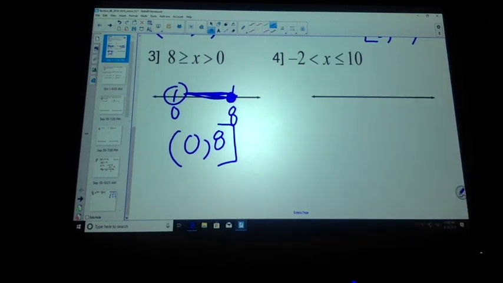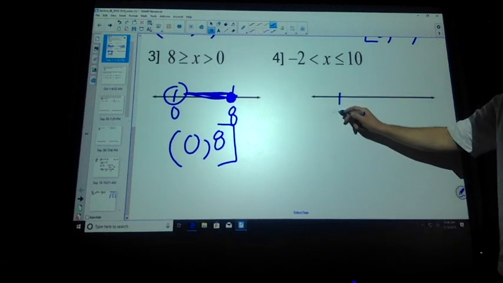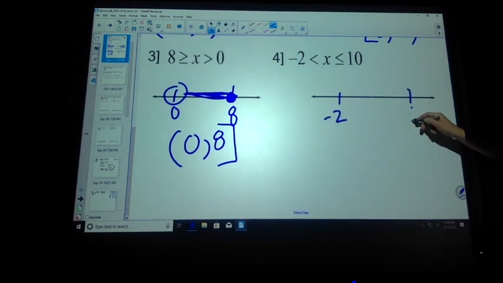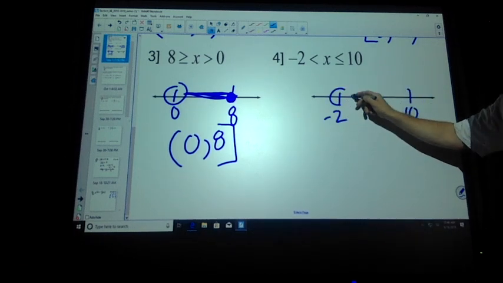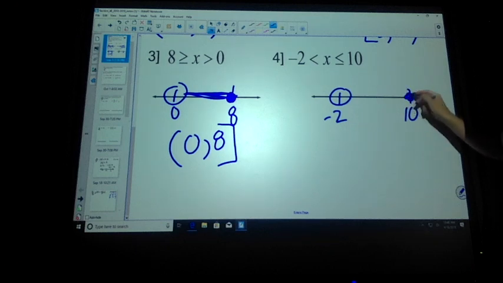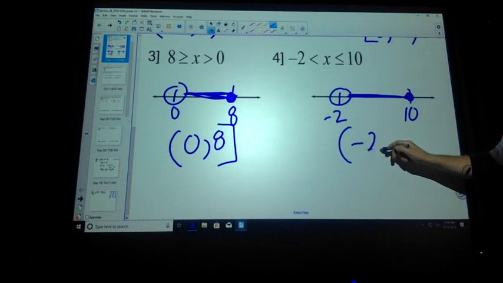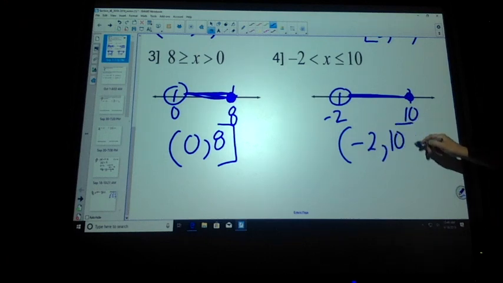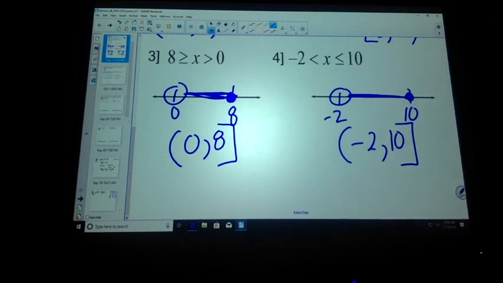Cool? This one. -2 down here, 10 over here. I have an open dot here. I have a closed dot here. Shade in between. Interval notation, -2 to 10, square bracket. You seen this before? Yes.